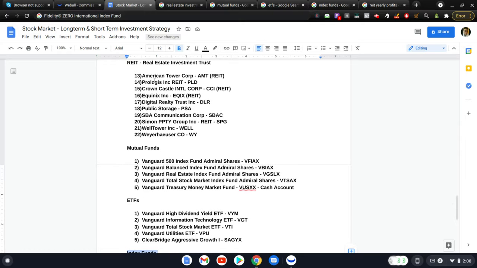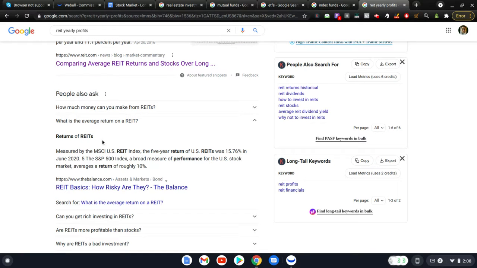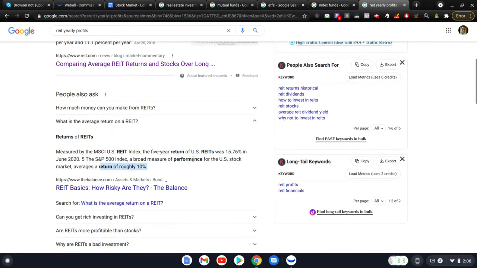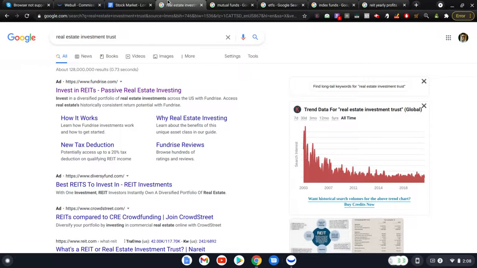So, for example, REITs. I just Google REIT yearly profits, and you can see here the return of REITs. It says the REIT index, the 5 year return of US REITs was about 15.76% in June 2020. And it says that the typical non-REIT stock is basically about 10%. So they're saying that REITs typically return about a 15% profit. So that's the first one, right?